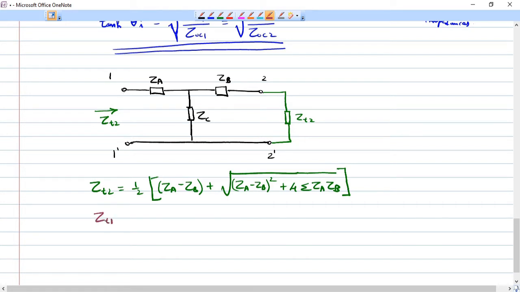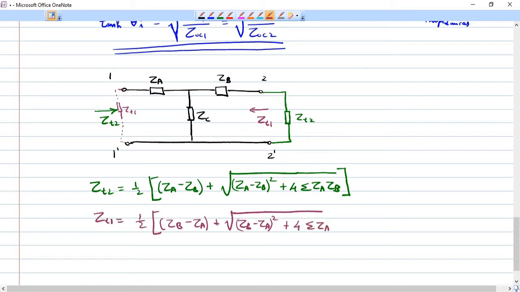So in that case, you have to attach ZT1 here, okay, to the input side, and you should look at this network from this side so that you will get ZT1 like this. So that could be derived as equal to half of ZB minus ZA plus root of ZB minus ZA whole square plus 4 sigma ZA ZB.